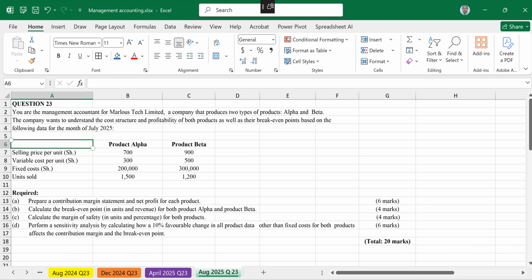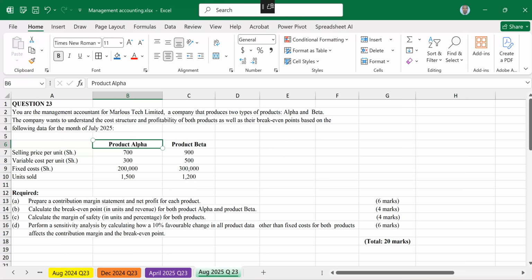August 2025, question 23. The question looks very short, the one that they did the other sitting. You are the management accountant of Malos Tech Limited, a company that produces two types of products, alpha and beta. The company wants to understand the cost structure and profitability of both products, as well as their break-even points based on the following data for the months of July 2025.